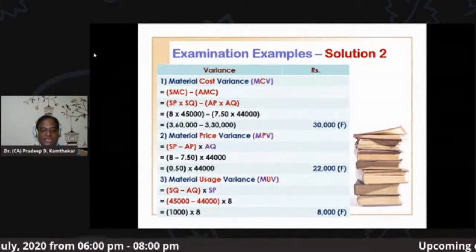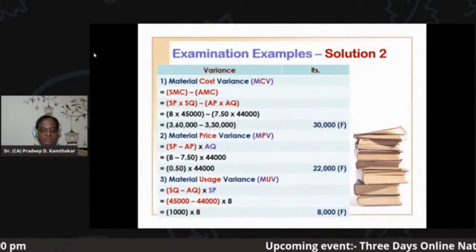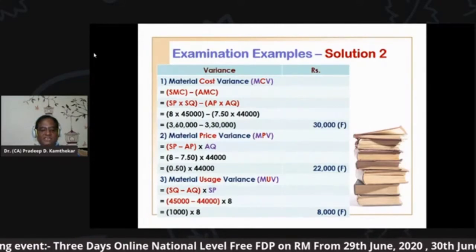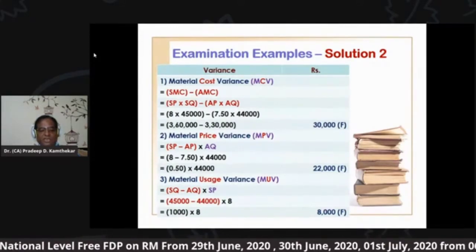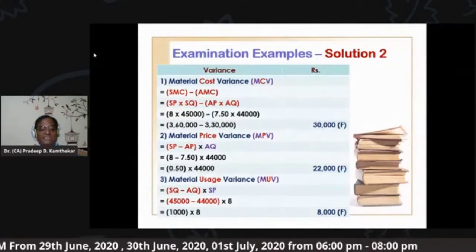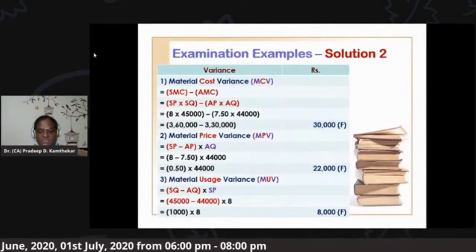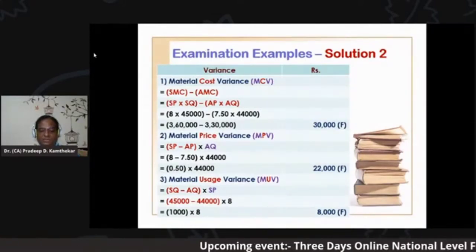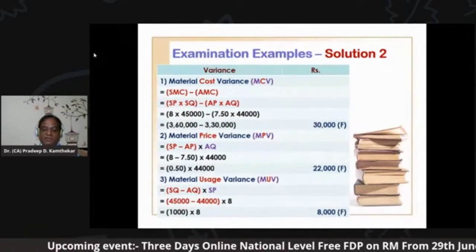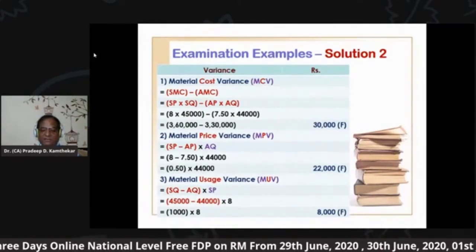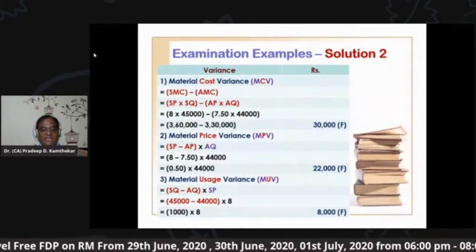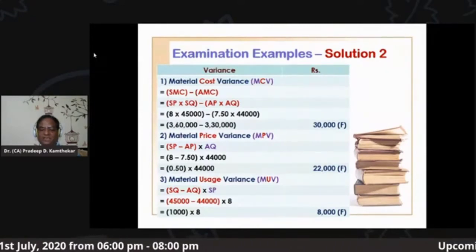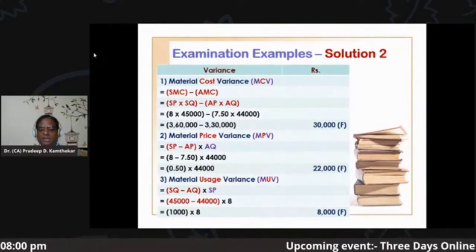Now material usage variance. Usage means we compare what quantity. Standard quantity minus actual quantity, and that we multiply by standard price. So it is standard quantity 45,000 minus actual quantity 44,000. For 1,000 units saved at the rate of 8 rupees, the business saved 8,000 rupees on the consumption of the material. So here we have 8,000 as favorable material usage variance. And friends, you can see the total of material price variance and material usage variance, 22,000 plus 8,000, tallies with the 30,000 favorable material cost variance.